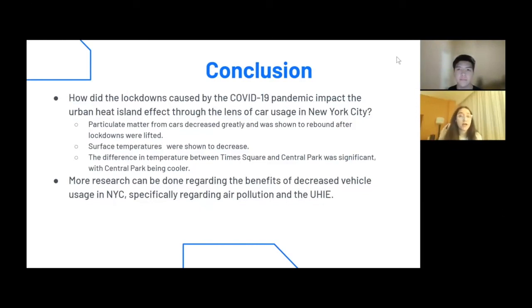Lastly, more research can be done regarding the benefits of decreased vehicle usage in New York City, specifically regarding the air pollution and the urban heat island effect.